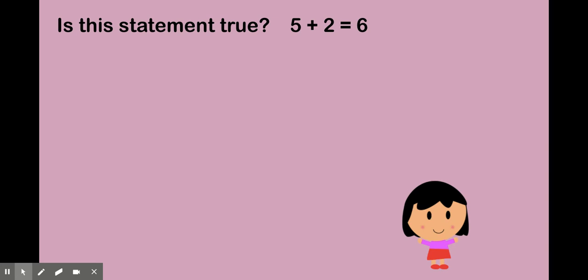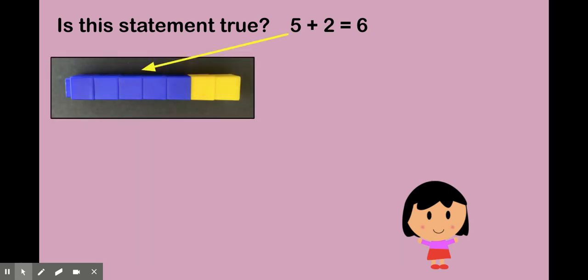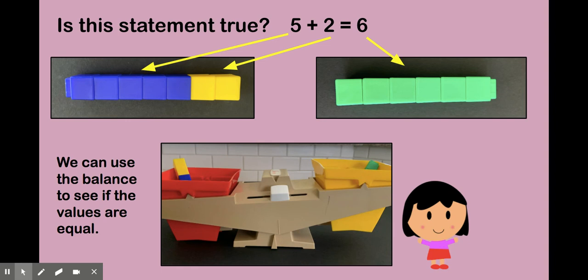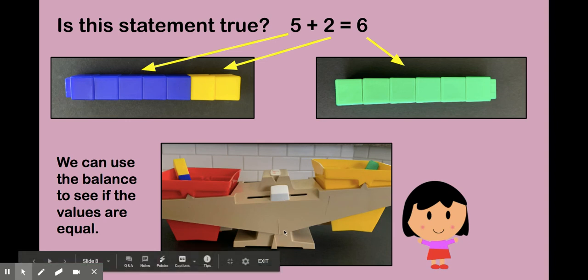Let's try this one. 5 plus 2 equals 6. Okay, so there's 5 plus 2, and then here's 6 in the green ones. All right, well, let's see if these are balanced. So we put them in the balance. Now, look, guys, this line and this triangle don't line up. So that means they're not balanced.